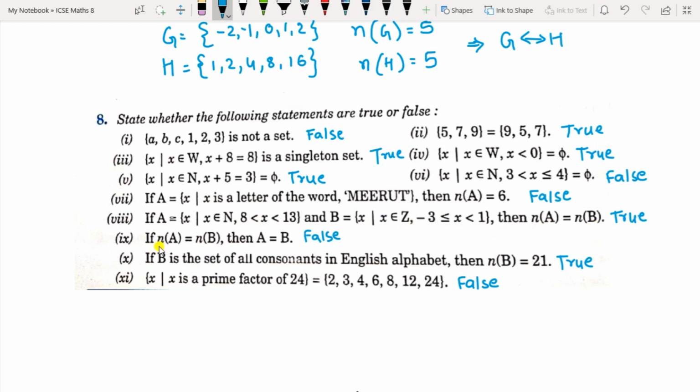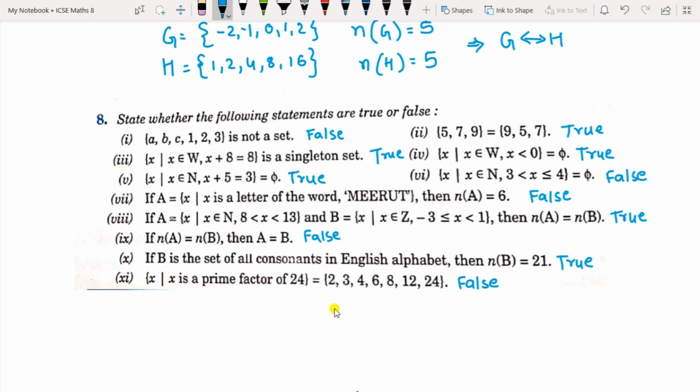Then if the cardinal numbers of A and B are equal, then A equals B. So that may not be equal. Here you can see that these sets are different, but they can be equivalent, which does not mean that they are equal. So that is false. If B is the set of all consonants in the English alphabet, then n(B) equals 21. So that is true. The vowels are 5, so the remaining are the consonants. So that is 21 from the 26 alphabets. X is a prime factor of 24. So the prime factors of 24, 1 is not written here. So that is false.